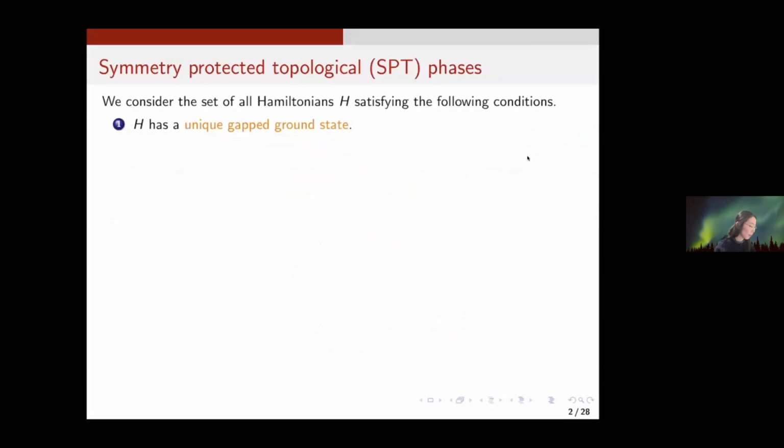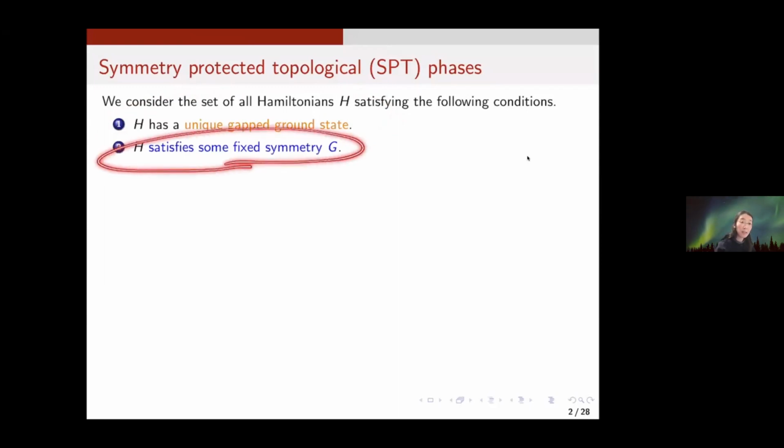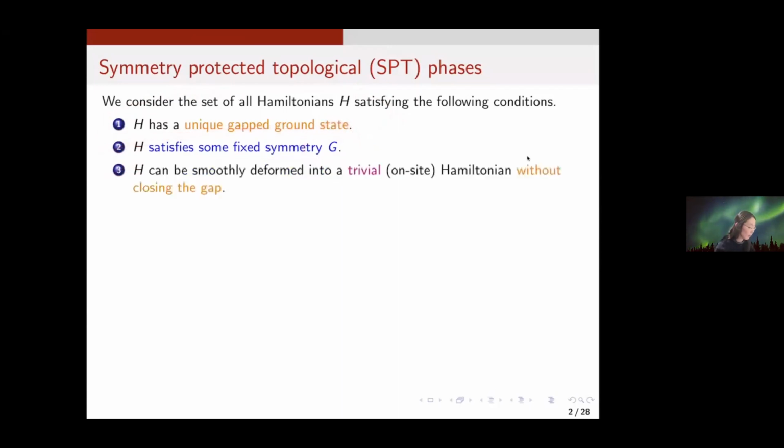So let me start from a brief explanation about what symmetry protected topological phases, so-called SPT phases, are. Very roughly, we consider the set of all Hamiltonians satisfying the following three conditions. First condition is that this Hamiltonian should have a unique gapped ground state, namely the ground state should be unique, and there is a gap between the lowest eigenvalue and the rest of the spectrum. Second condition is that this Hamiltonian satisfies some fixed symmetry, let's say G. And third condition is that this Hamiltonian can be smoothly deformed into a trivial Hamiltonian without closing the gap.